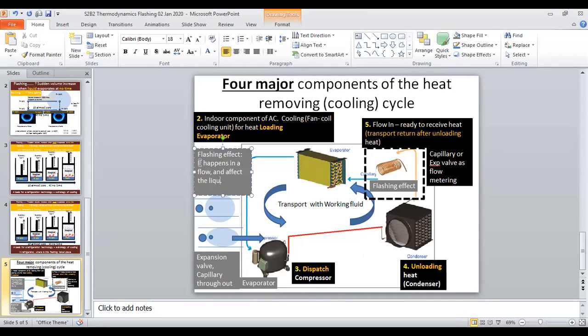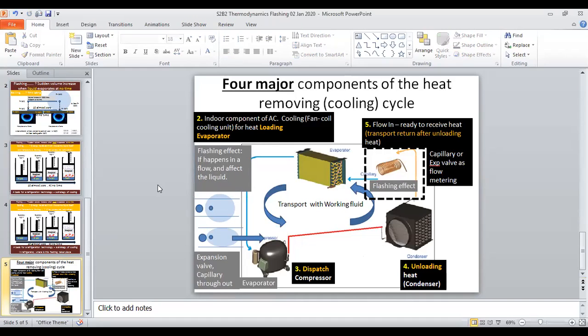It can affect the liquid, so it can be liquid vapor, but not the gas. Gas has no flashing effect. Generally for the standard cooling technologies, wherever there is liquid there is a flashing effect. That's why, if there are excessive pressure drops, or if the passage of the evaporator's cross section is not wide or big enough, there can be pressure drops.